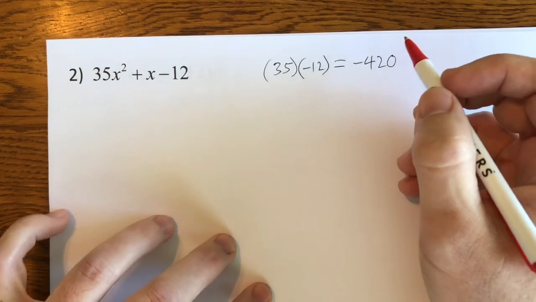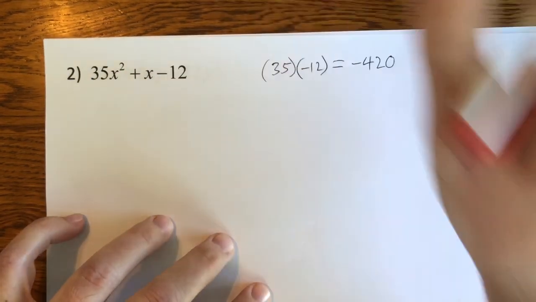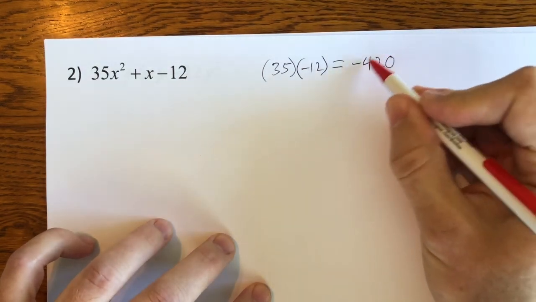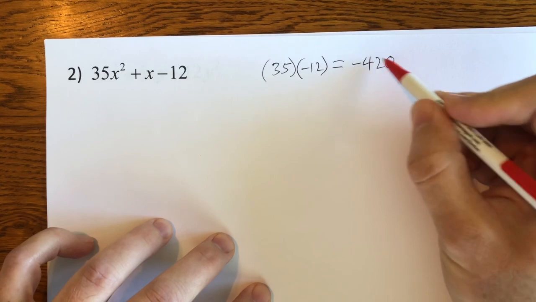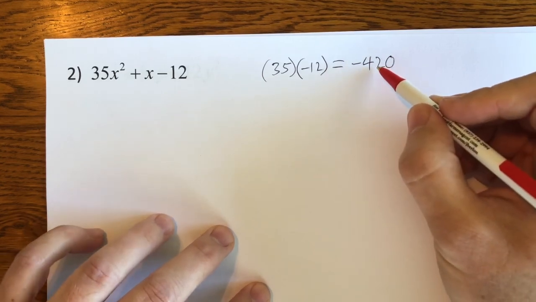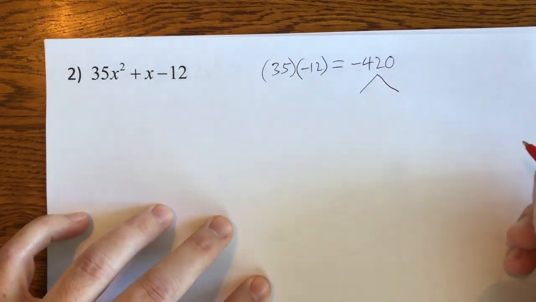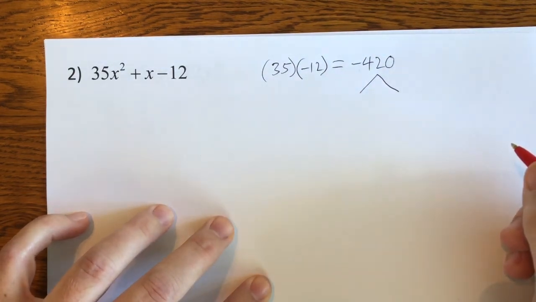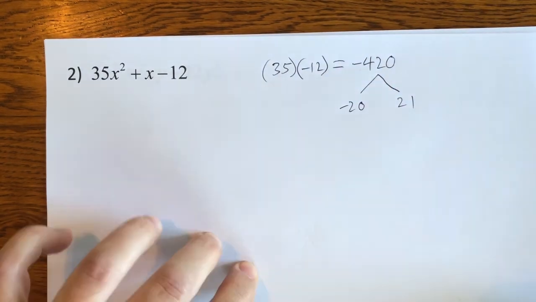So what am I doing? What did we do in the previous example? What two factors of this value, that's an interesting number, isn't it? What two factors of this number, when added together, would give you a plus 1? Well, I believe negative 20 and 21 would work, right?